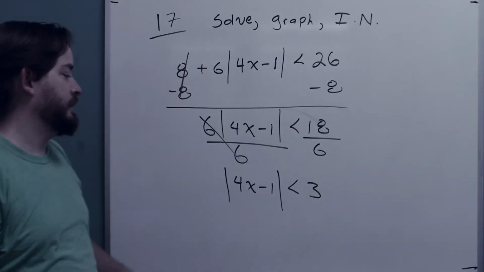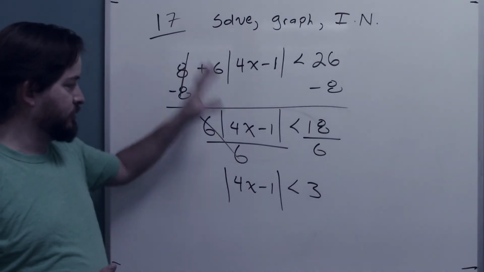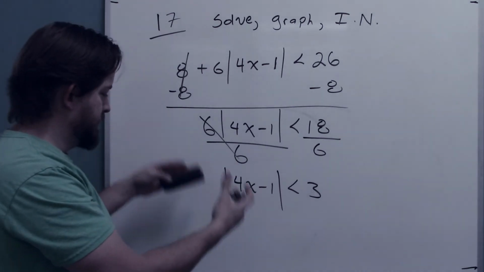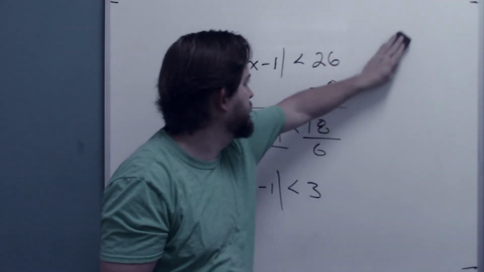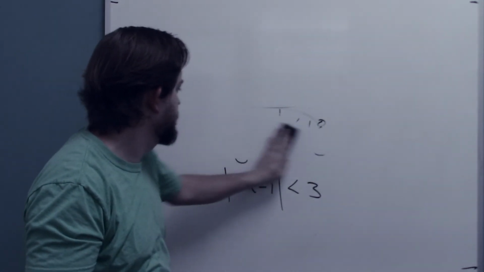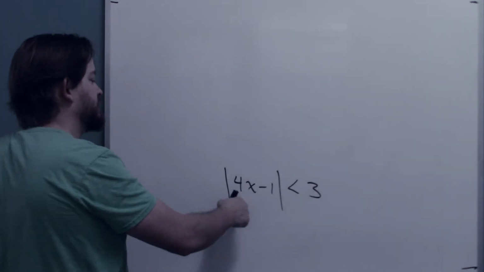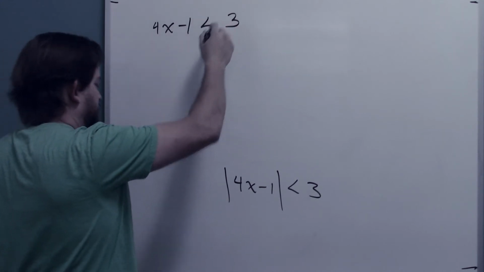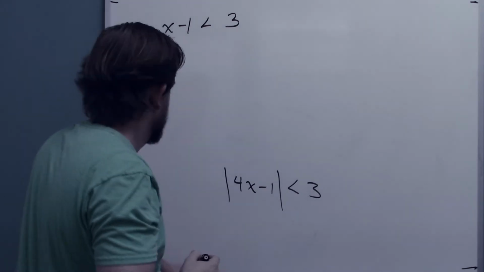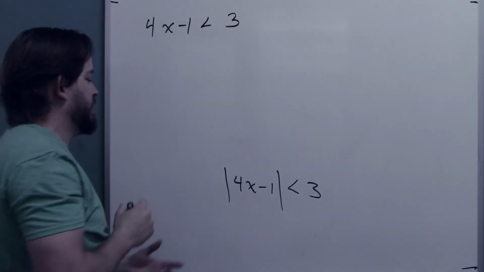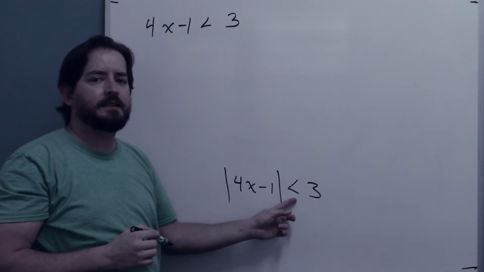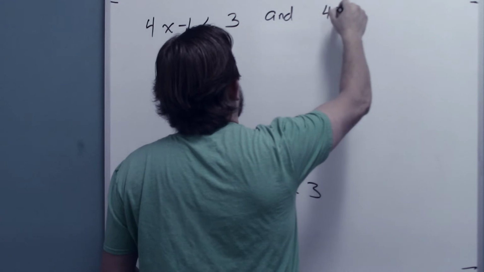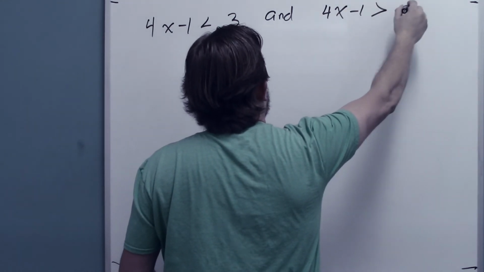And now I'm ready to treat this like an absolute value inequality, once I've gone through all of this to isolate the absolute value. So I'm going to take this and write my 2 inequalities. I would say 4x minus 1 is less than 3, right? And because the absolute value is less than, that's an and conjunction, so it's and 4x minus 1 is greater than negative 3.